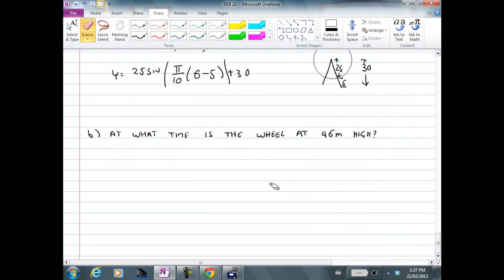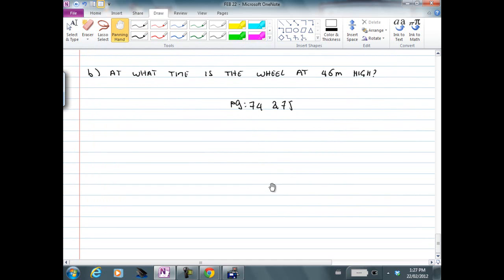Page 74, 75. Number 4 to 10. Number 1 to 3 talks about the sea port problem, which I will work with you later, not yet. Sorry? Yes. They're all connected.